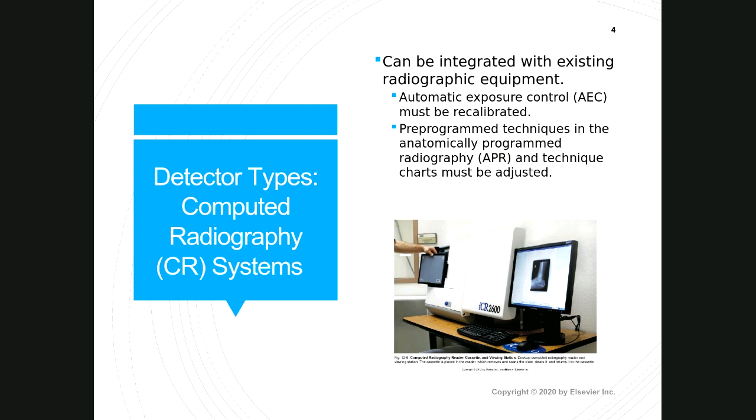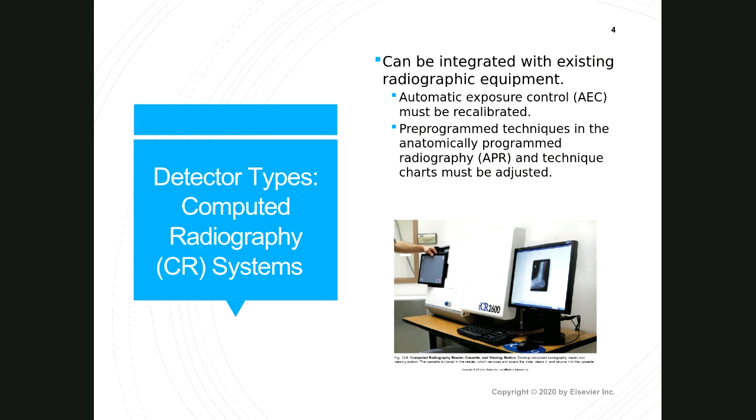When we talk about the different detector types, we're going to start off looking at the CR system, or computed radiography. And the good thing about CR systems is that they can be integrated with existing radiographic equipment. So you don't have to go out and purchase all new equipment and replace everything in the radiology suite. Typically with the CR system, you use your existing equipment, like your tube head assembly. You would have the same tube, the same protective housing, the collimator, ideally the wall bucky, the table bucky, your table. None of that would actually switch out.